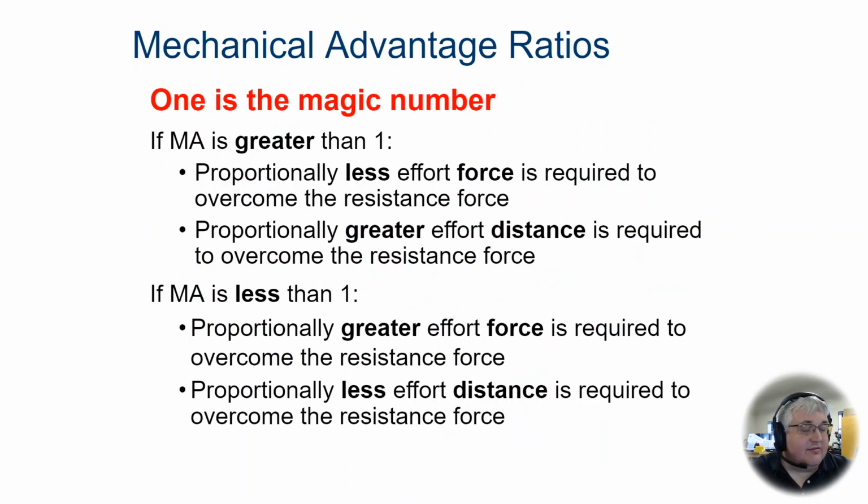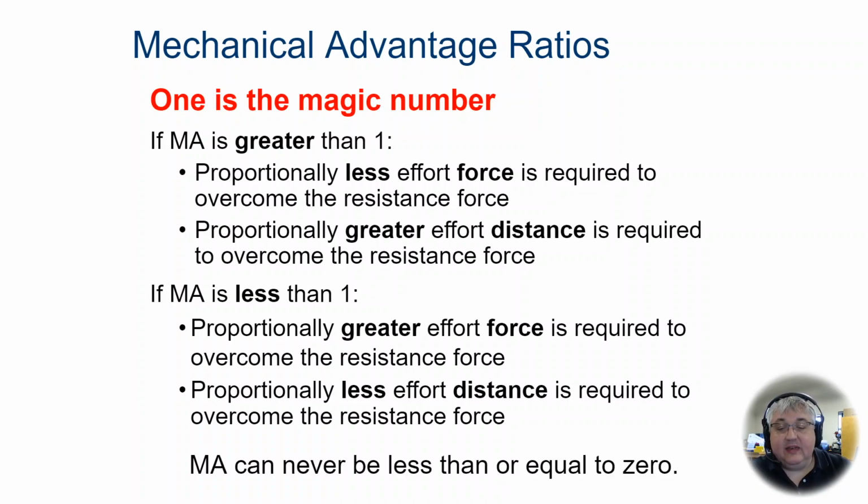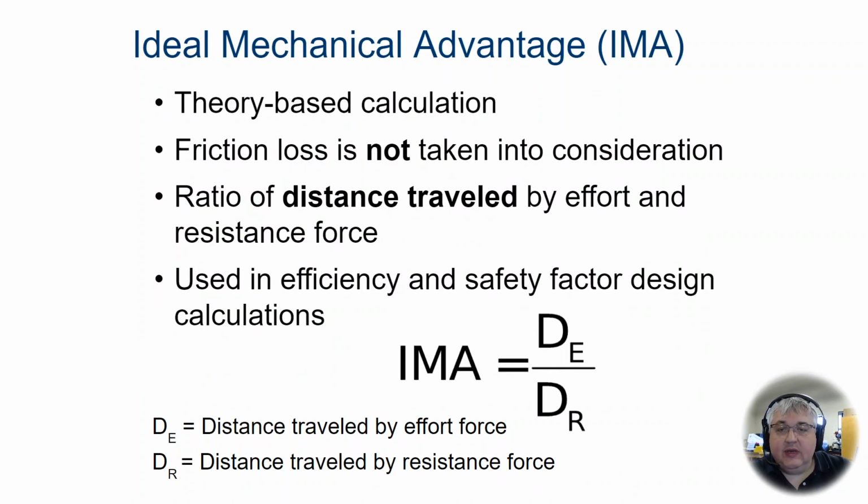And again, just as a reminder, 1 is the magic number here. If the mechanical advantage is bigger than 1, then we're going to use less force and more distance. And if it's less than 1, we're going to be using more force and less distance. Remember that mechanical advantage never, ever, ever is equal to 0 or a negative number. So it can never be less than or equal to 0. And again, this is just a review.